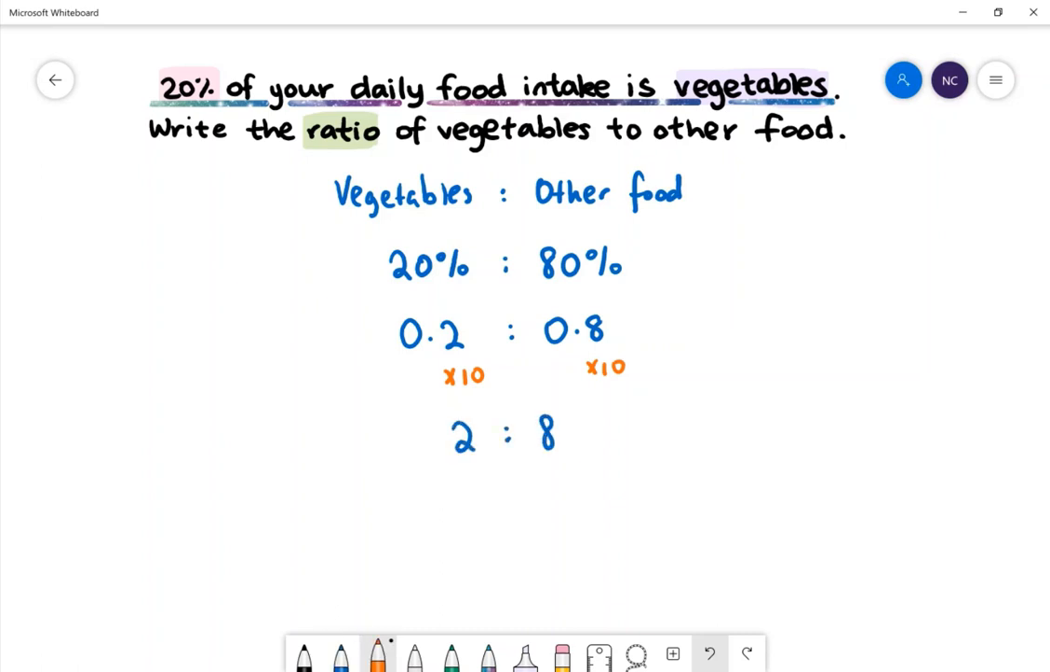There is a common factor of 2 on both sides of the ratio. Let's divide both sides by 2. We will then get 1 to 4. Therefore, the ratio of vegetables to other food will be 1 to 4.